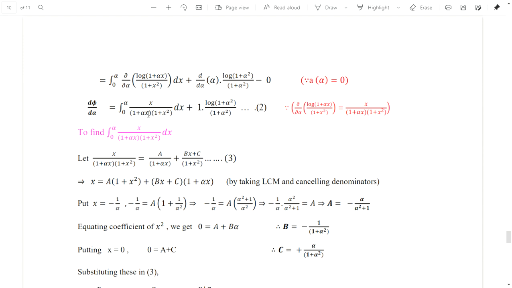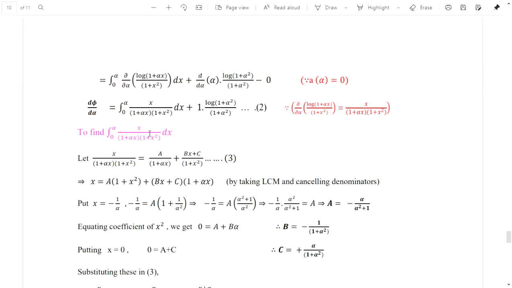Now we have to evaluate this integral. It is not so easy to evaluate this integral because integration we are doing with respect to x. x is there in the numerator and in the denominator we have a product of two functions. So we can evaluate this type of integral by using partial fractions, which we learned in second PU. So let us resolve this integrand into partial fractions first.